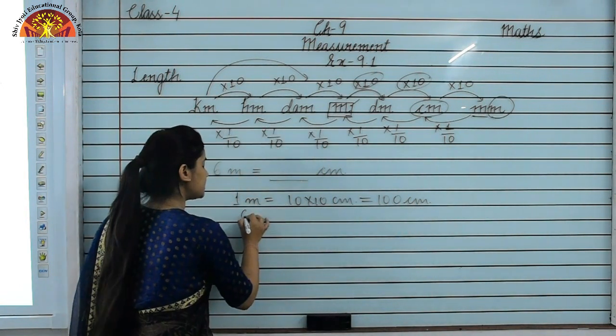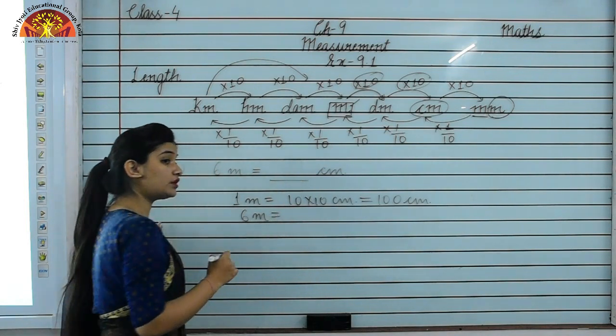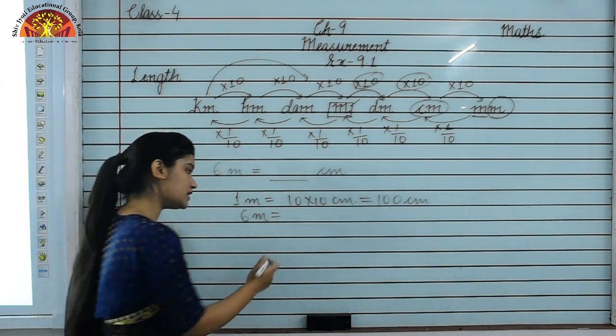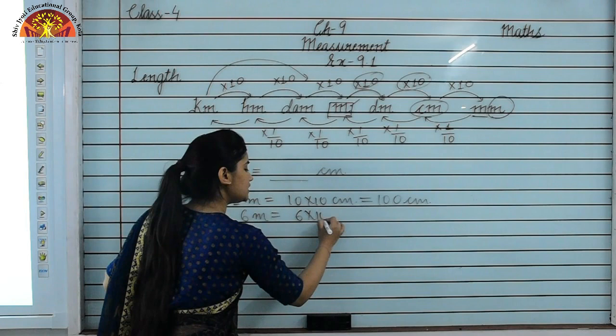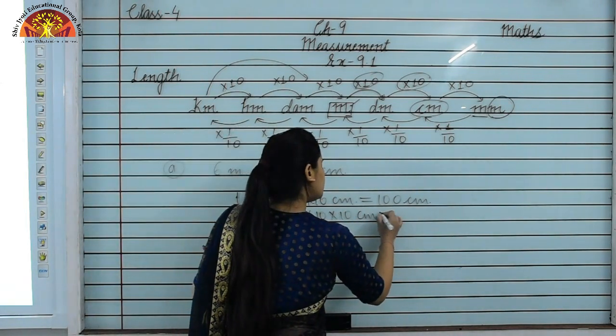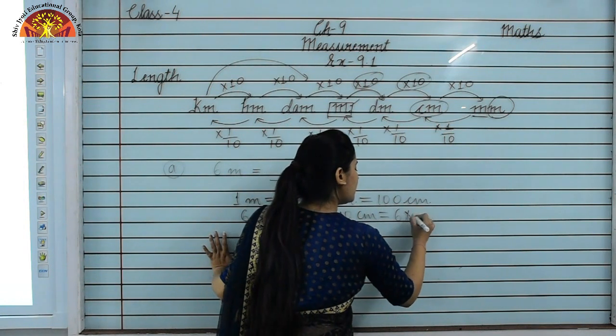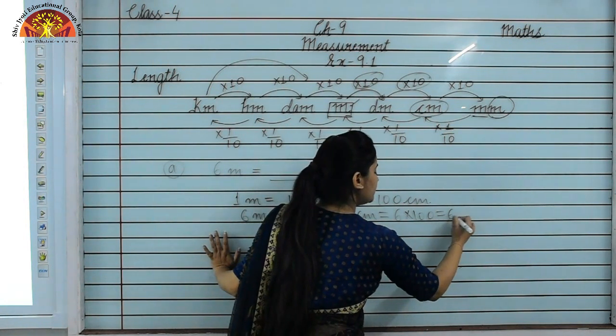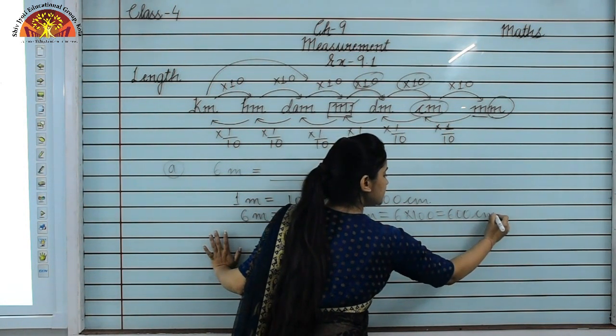So now 6 meter is equal to, how can you convert 6 meter into centimeter? Simply you have to multiply by 10 and again multiply by 10. Basically you are multiplying by 100 and it will be 600 centimeter.